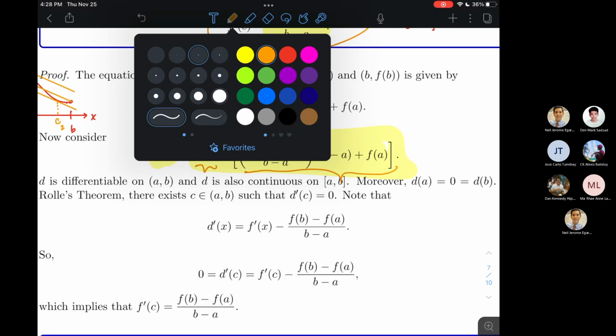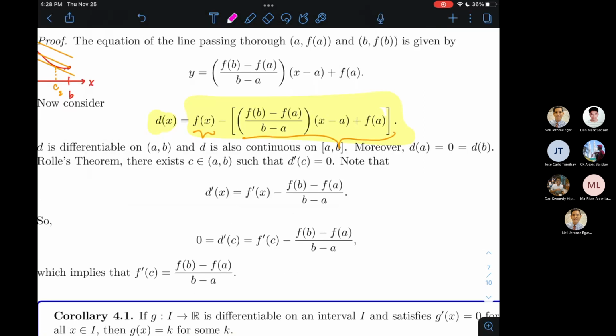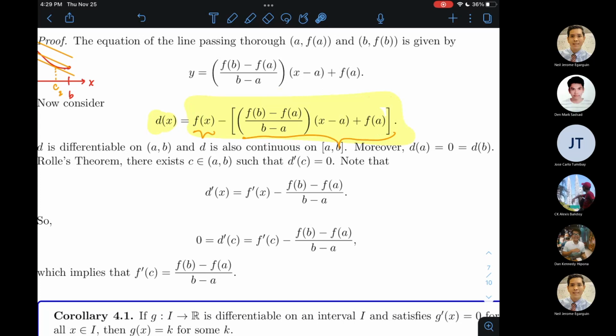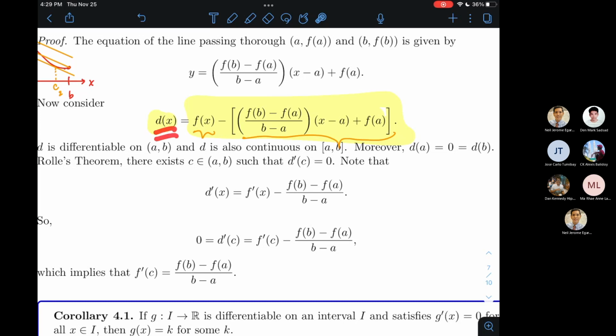Okay? So we chose this function because d is still differentiable on the open interval and it is still continuous on the closed interval. Bakit? Kasi si f ay continuous. Ito ay isang linear function which is also continuous. Continuous minus continuous will give me a continuous function. This is differentiable. This is a linear function, so it's also differentiable. Differentiable minus differentiable will give us another differentiable function. Okay? So, differentiable pa rin siya. So, nasa-satisfy ni D yung premises ng Rolle's Theorem.